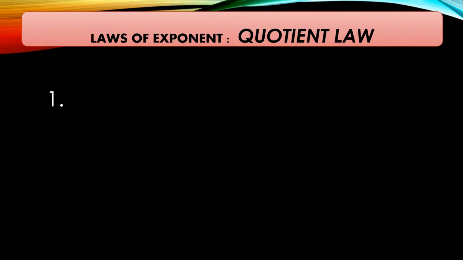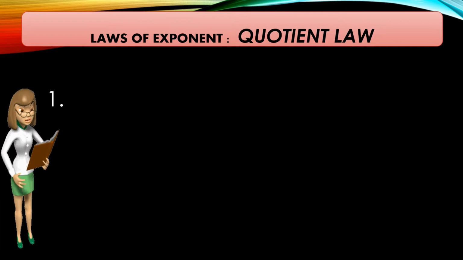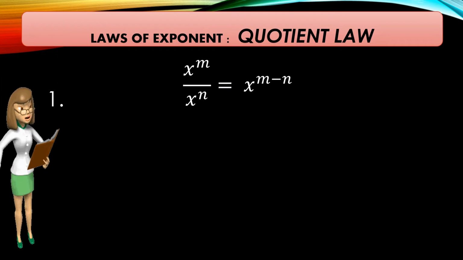Okay, our fourth law of exponent. So we have the quotient law. In the quotient law, we have x raised to m over x raised to n is equal to x raised to m minus n. You need to subtract the exponents.